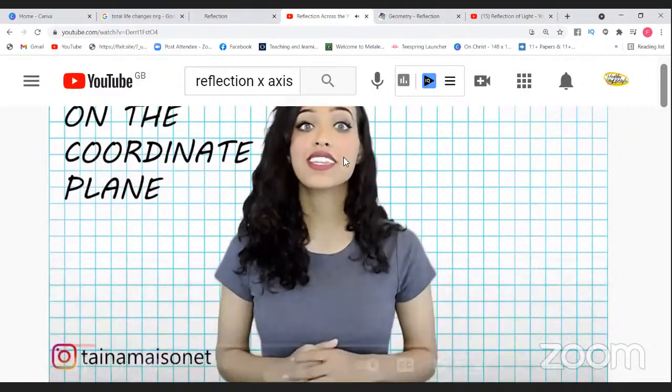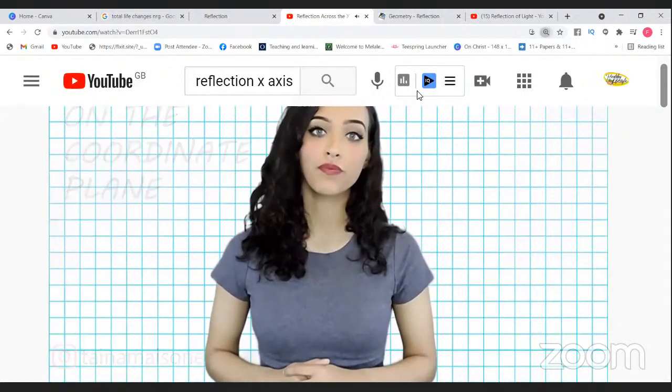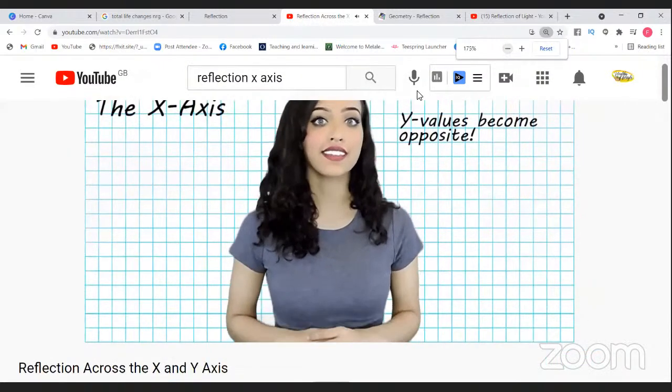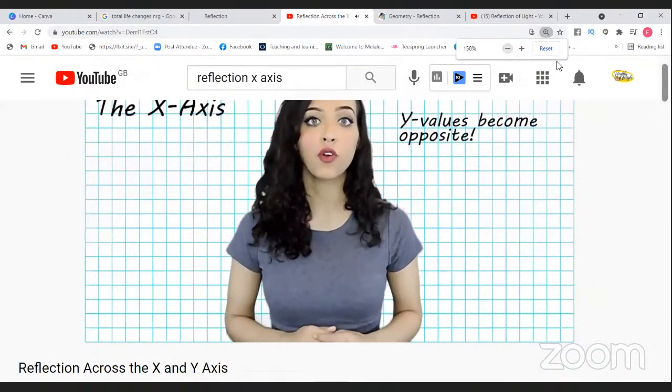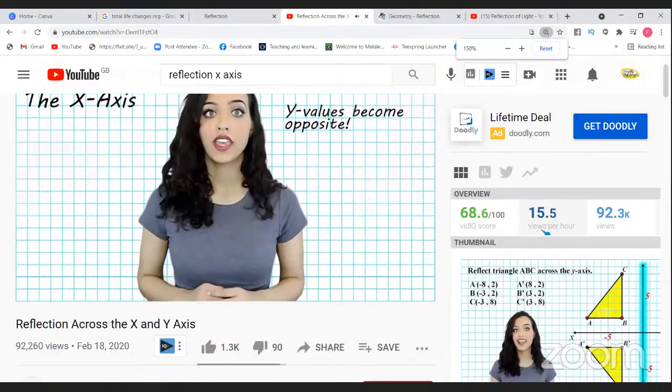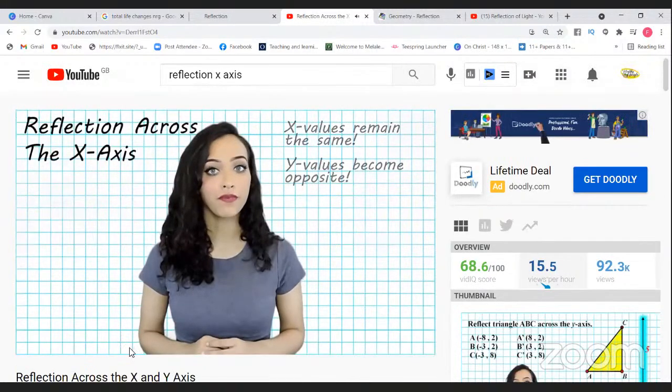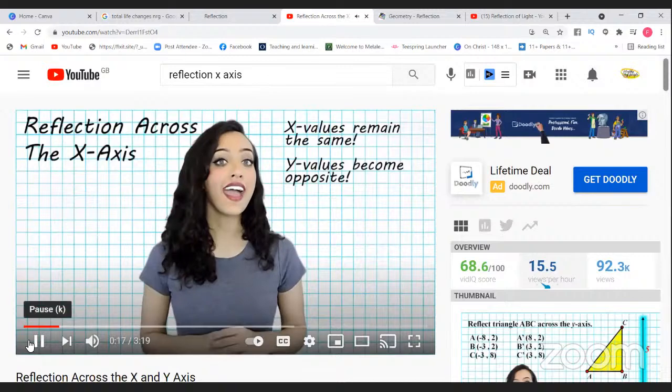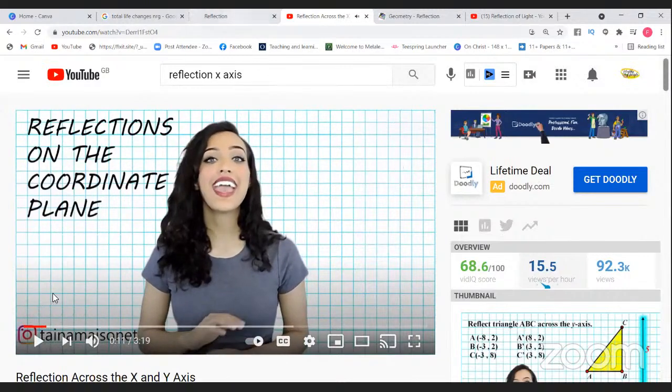The x or y axis, there is a simple rule that we can follow. Whenever reflecting across the x-axis, the x values of the original coordinates stay the same, and the y values become opposite.